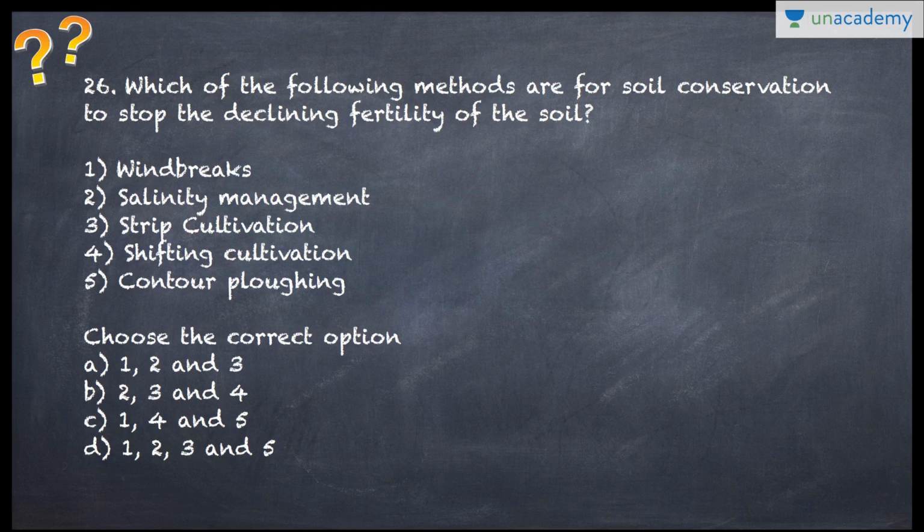Now let's talk about another one. It's with respect to soil conservation and the declining fertility of soil. You've seen this in Punjab, Haryana, and all. All of this is happening, and that's why we have something called the evergreen revolution. Now, for soil conservation, the options are talking about wind breaks, salinity management, strip cultivation, shifting cultivation, and contour plowing. All of this is there. I think Roman also spoke about this in his high yield series when he spoke about soil.